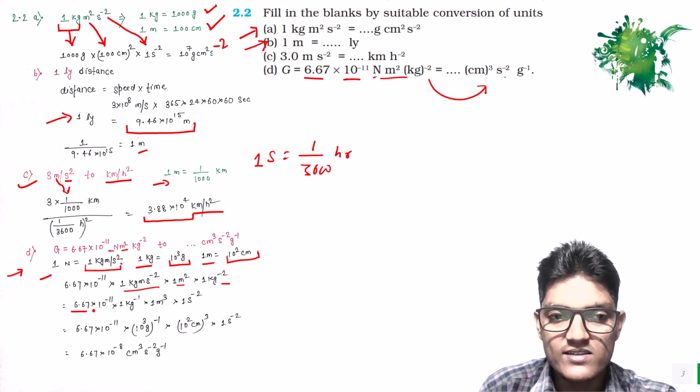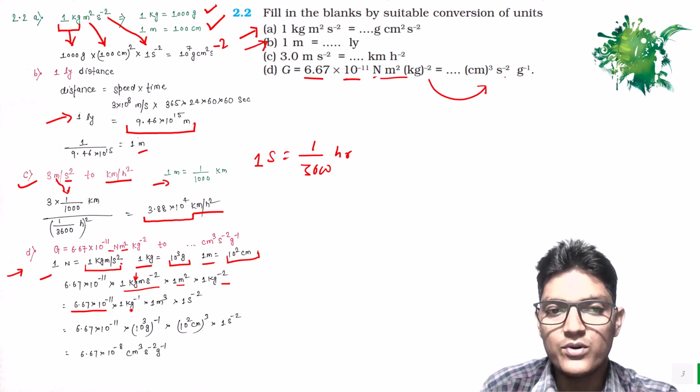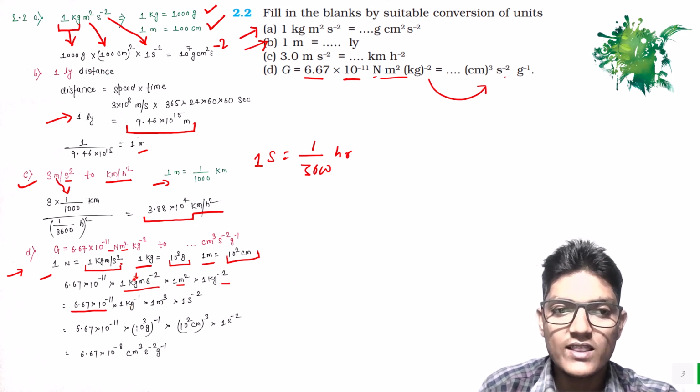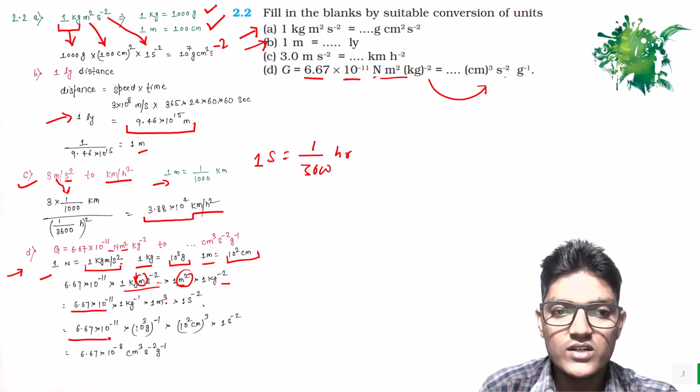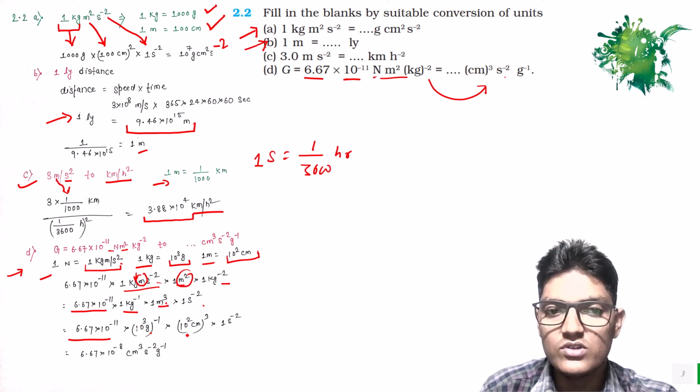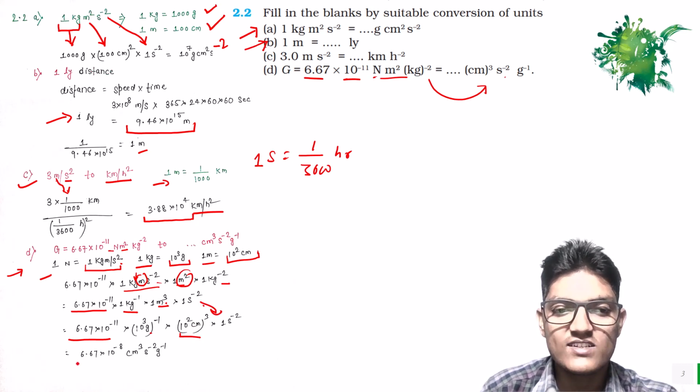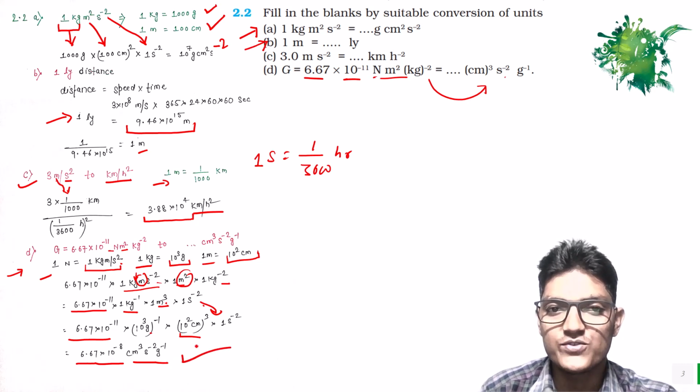6.67 into 10 to the power minus 11, you can see kilogram and kilogram per kilogram square, so that is equal to 1 kilogram per 1 kg, and you can see that meter into meter square is equal to meter cube and the second square will remain the same. So 6.67 into 10 to the power minus 11, in the place of kg we can put 10 to the power 3 gram, in the place of meter we can put 10 to the power 2 and second will remain the same. So our answer will be 6.67 into 10 to the power minus 8 centimeter cube per second square per gram. So this is how we are converting our values.